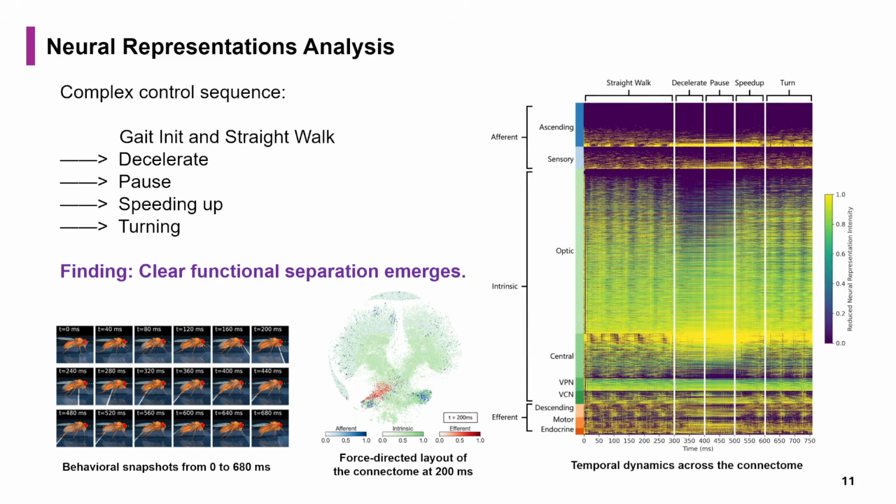And the heat map on the right is the most informative. It shows how every neuron's activity evolves across this entire sequence, with each row being one neuron, organized by biological superclass: ascending, sensory, optic, intrinsic, central, VPN, VCN, descending, motor, and endocrine. What stands out is that a clear functional separation between sensory, central, and motor populations emerges, purely from the structure of the connectome, with no explicit labeling during training. This lines up well with what experimental neuroscience has found in real Drosophila brains.